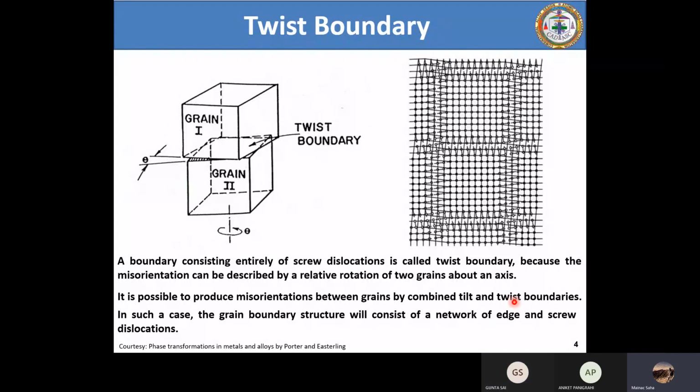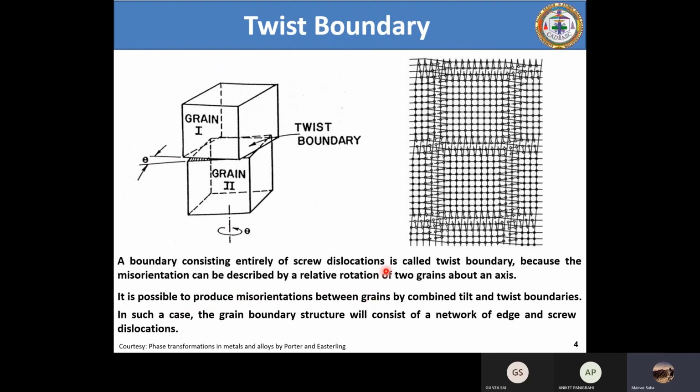Basically, the misorientation is described by a relative rotation of two grains about an axis, and that axis is the misorientation axis. This grain is getting rotated along this axis by a certain angle theta, and this theta is reflected here. This is called the misorientation angle. So in that case, it is possible to produce misorientations.